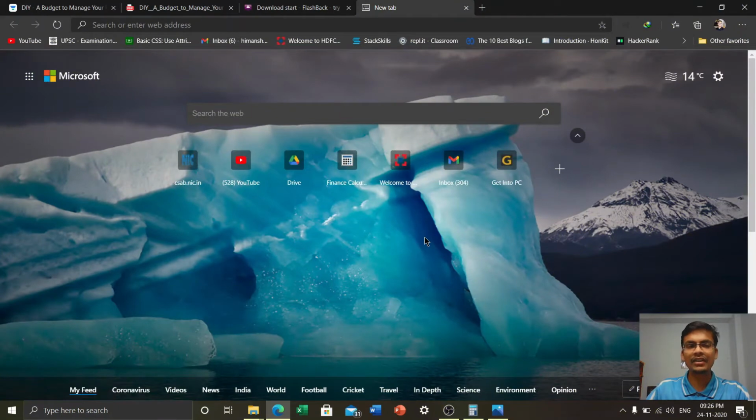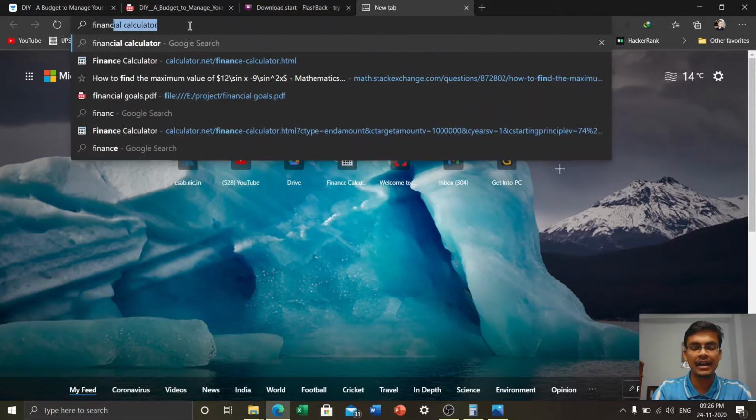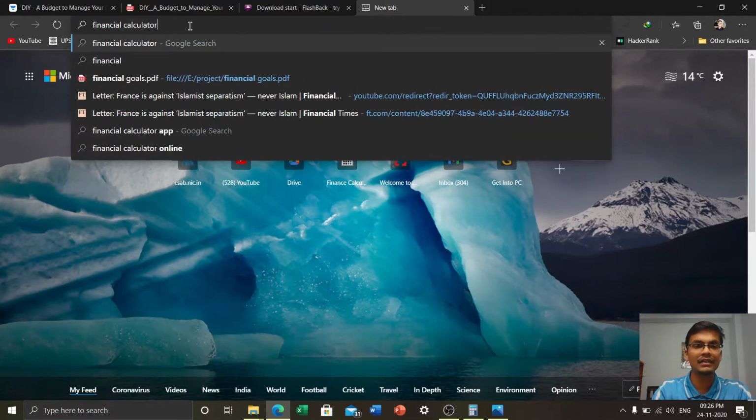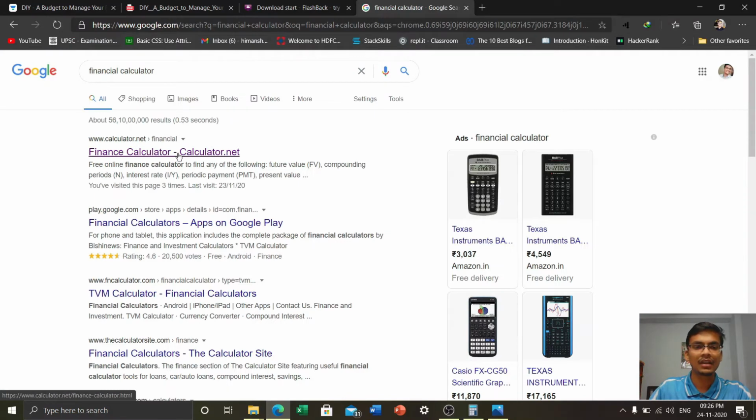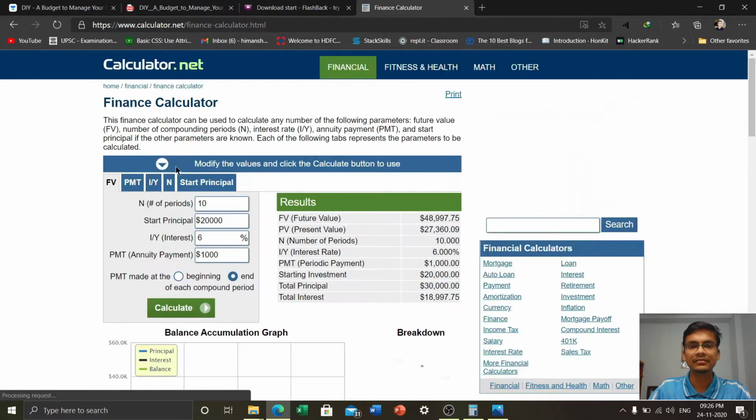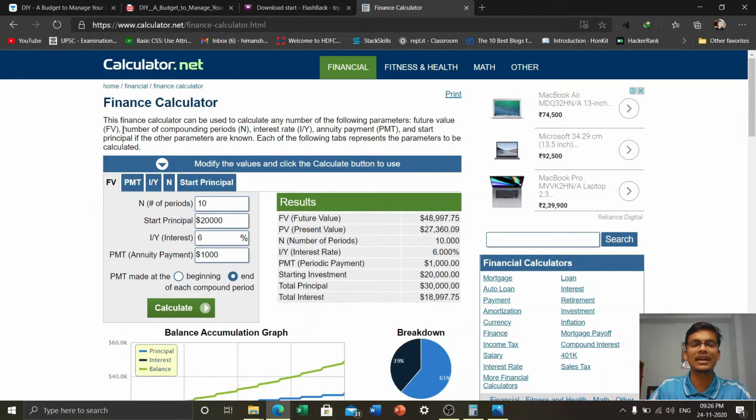So for doing the calculations on the mutual funds, I'll be using a simple tool called financial calculator. So let's just simply type financial, yeah, here it is, financial calculator. Click the first link. So here we have the financial calculator. Now this is a really nice tool to help us calculate the future value of any principal amount with a suitable interest rate. And before starting the calculations, let me acquaint you with the terms being used here.